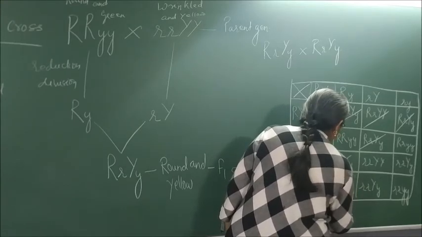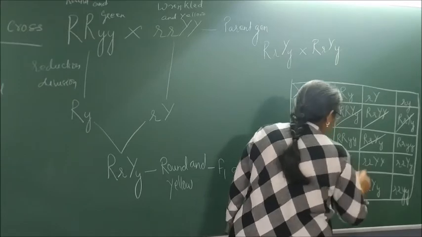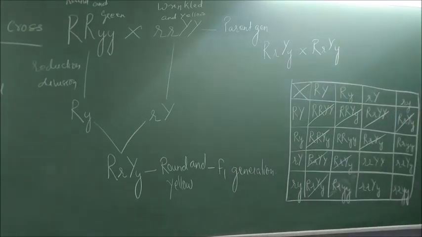This has to be R, Y. Correct? These are the places. So how many round and yellow count? 1, 2, 3, 4, 5, 6, 7, 8, 9. So the first ratio is 9. 9 plants which are round and yellow.